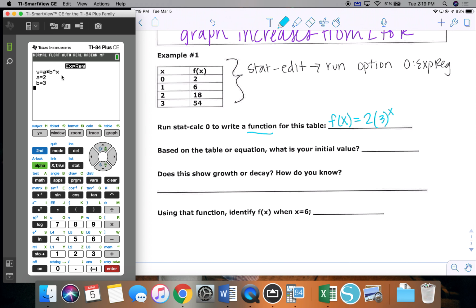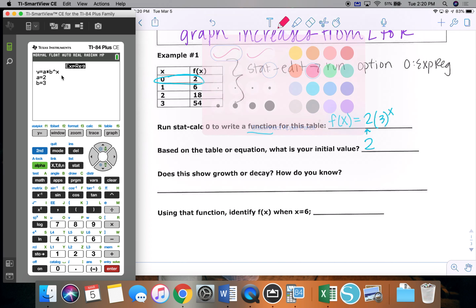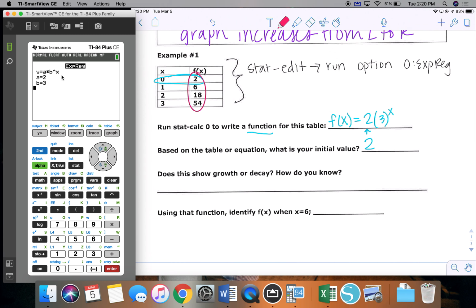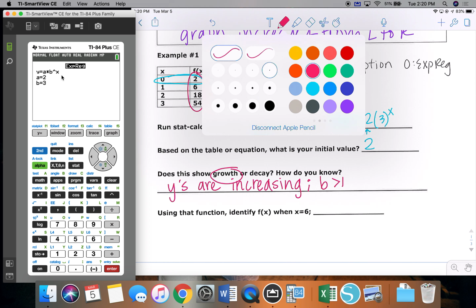Now, based on the table or your equation, which one's your initial value? So my initial value is 2. It's either the first number in your calculator or from your equation, or it is your y-intercept. Does this show growth or decay? How do you know? Well, if I look at my y's, it's going to show growth because my y's are increasing. You could also say that your b value is greater than 1. Your b value of 3 is greater than 1, so it is increasing.